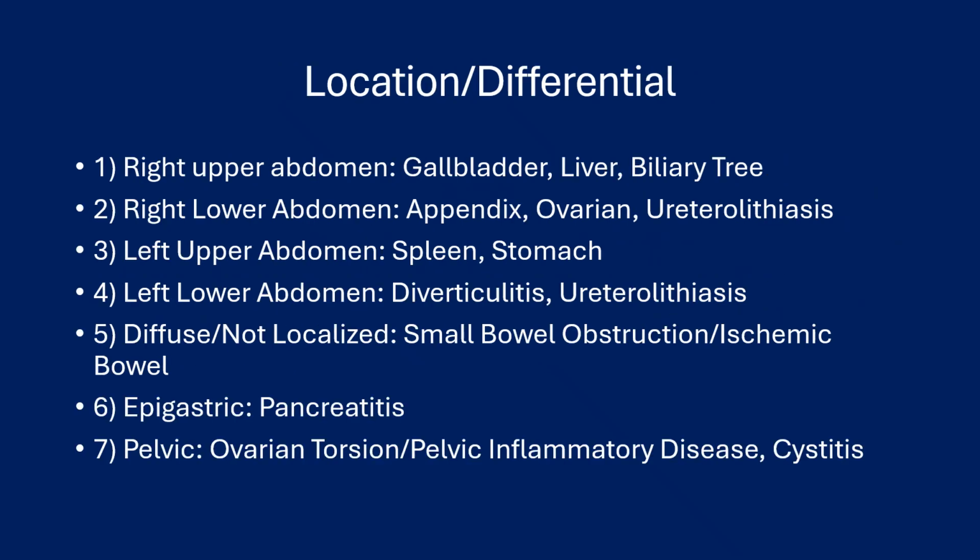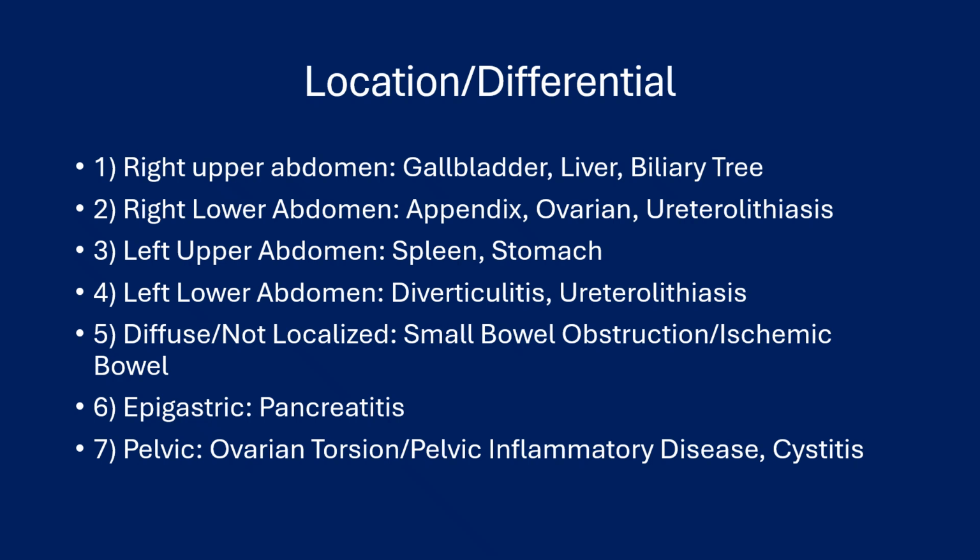Location differential. I like to think of the abdomen as in zones. Right upper abdomen: gallbladder, liver, biliary tree issues. Right lower abdomen: appendix, ovarian issues, or urolithiasis, such as kidney stones. Left upper abdomen: spleen, stomach issues. Left lower abdomen: diverticulitis, urolithiasis, again, kidney stones. Diffuse pain, not localized to any specific area, is sometimes seen with small bowel obstruction or ischemic bowel, where the blood flow to the bowel itself is not getting where it needs to go.